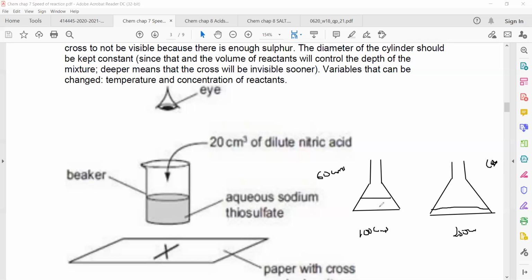So when the solid forms, because there is a cross underneath, the depth at which the precipitate is formed is higher, so it will not allow light to pass through, and the cross will disappear in a short time. But if we use the 250 cm cube flask, what will happen? The precipitate will form, but the thickness of the precipitate is smaller compared to that formed in the 100 cm cube flask. So that's why it will take relatively longer for the cross to disappear.